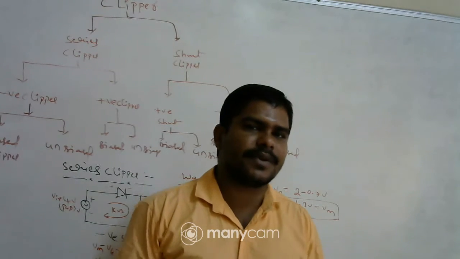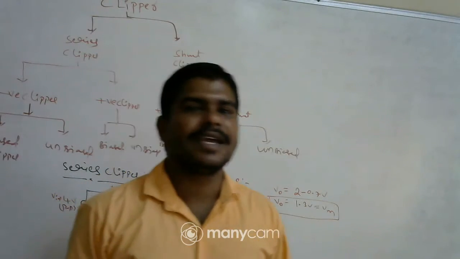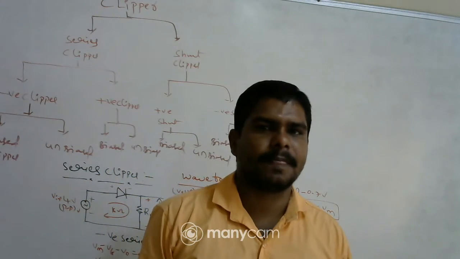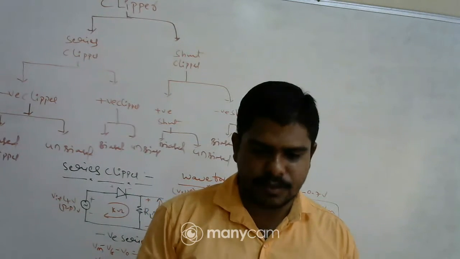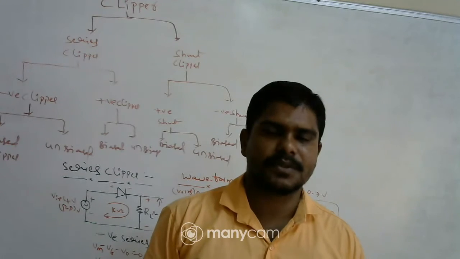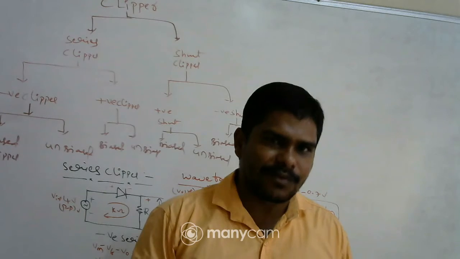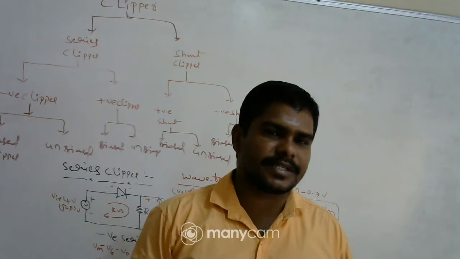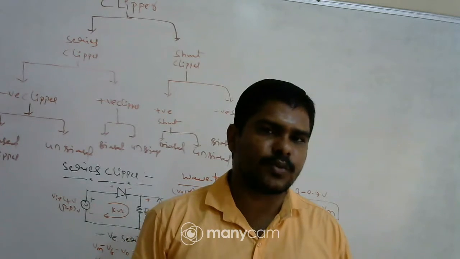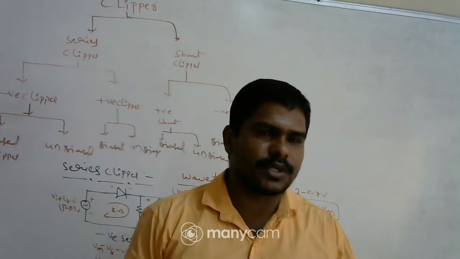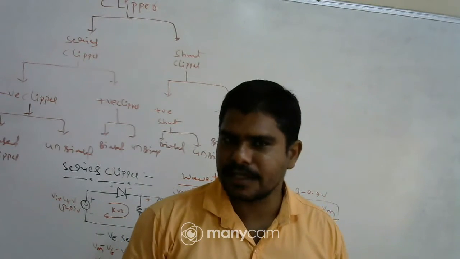So what is the difference between a rectifier and a clipper? A rectifier converts an AC signal into DC, but a clipper removes the unwanted part. Suppose your input signal is 10 volts, and I want to eliminate only 2 volts, and I want 7 volts at the output side. At that position you can use clipper circuits.